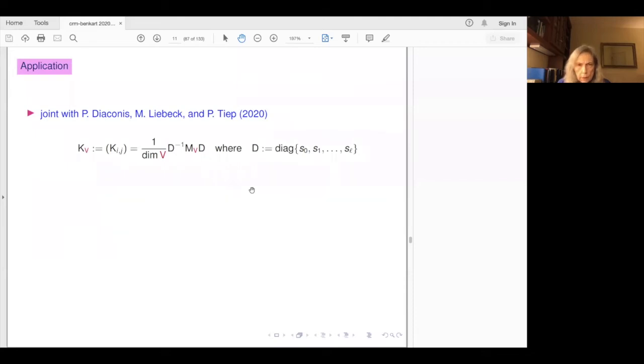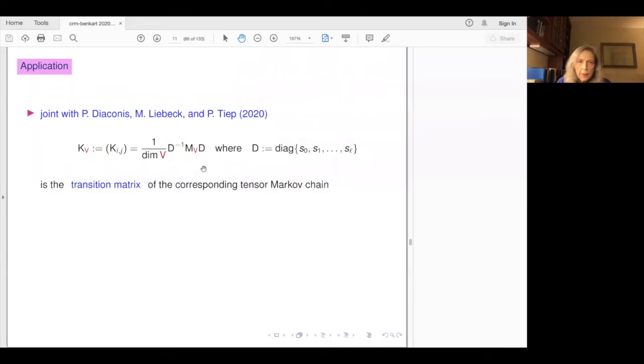So what you can see from this formula is this matrix has eigenvalues that are the eigenvalues of M sub V, except for this factor of 1 over the dimension of V. And there's really a close connection between what the eigenvectors are. Just move this D inverse over to this side, and you can see.